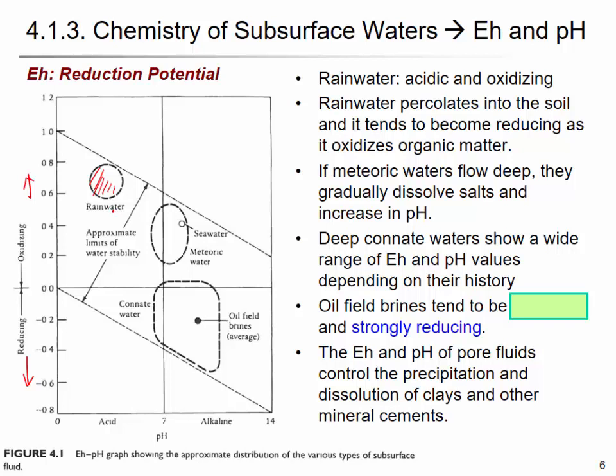It has oxidizing potential. And the seawater is here, meteoric water is here. So it's a little bit alkaline. And connate water is here. It has a reducing potential, and it's a little bit basic. And this reduction potential and the pH of the pore fluid controls the precipitation and dissolution of the clay and other minerals in the rock.